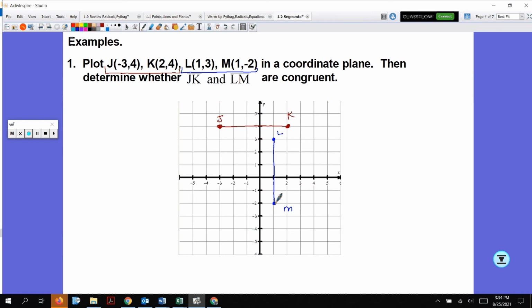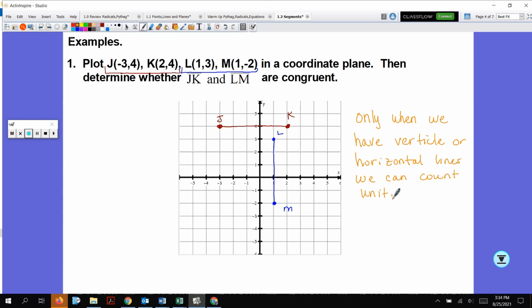So only, I'm going to stress it, I'm going to write it down, only when we have vertical or horizontal lines can we just count units. We can count units. Okay, we don't have to do any crazy formula. It's coming, but no, we don't have to do that just yet, all right?